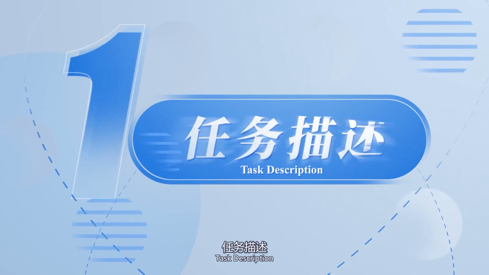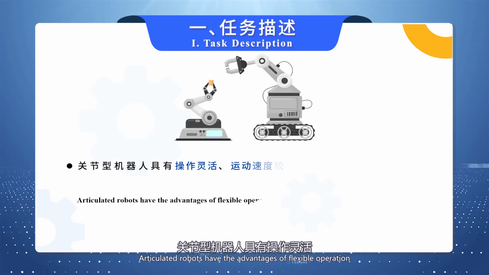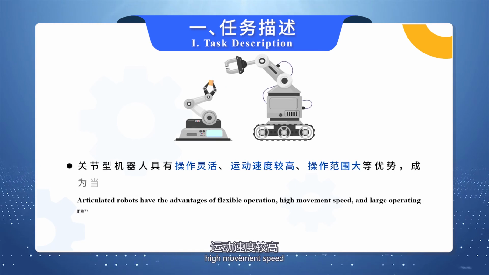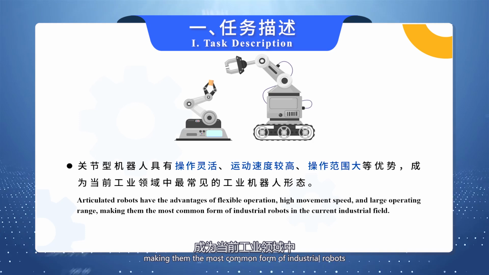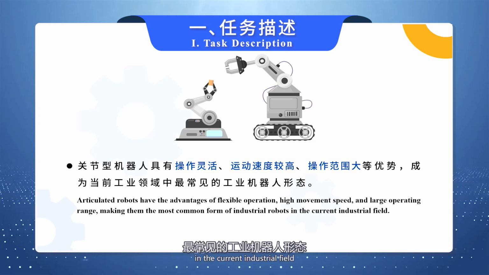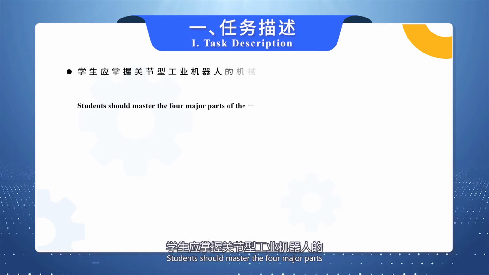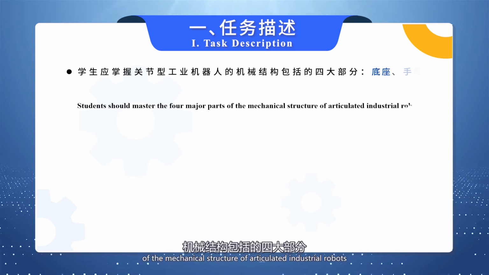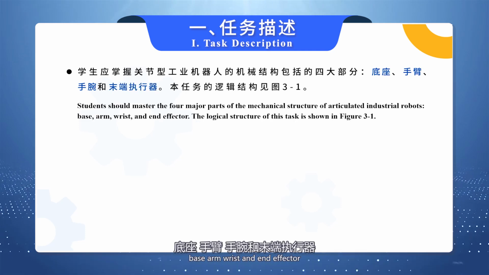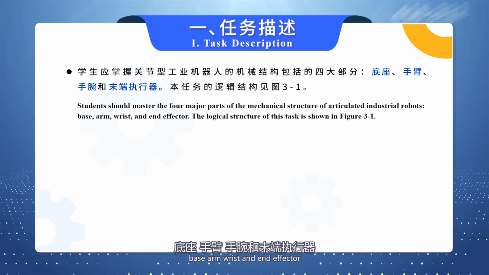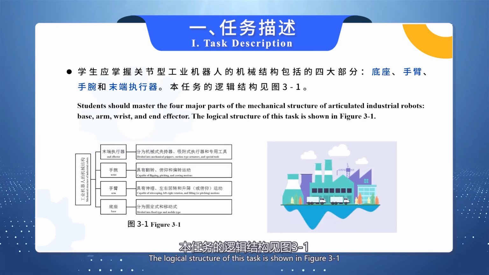Task description. Articulated robots have the advantages of flexible operation, high movement speed, and a large operating range, making them the most common form of industrial robots in the current industrial field. Students should master the 4 major parts of the mechanical structure of articulated industrial robots: base, arm, wrist, and end effector. The logical structure of this task is shown in Figure 3:1.